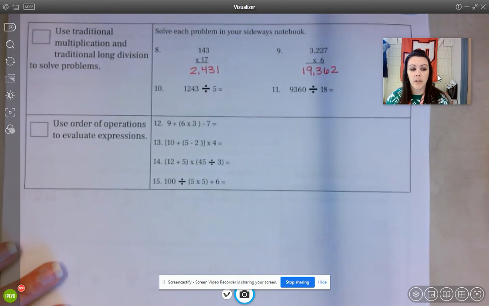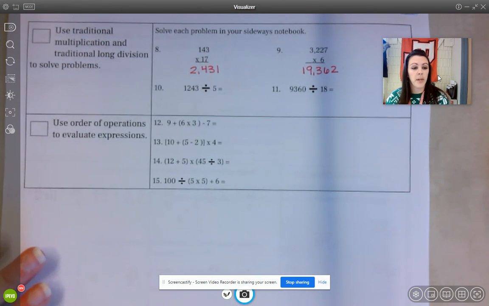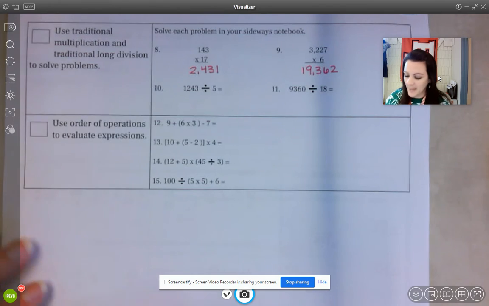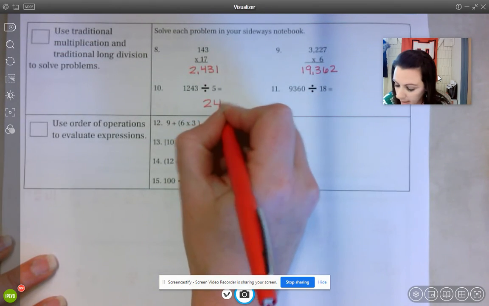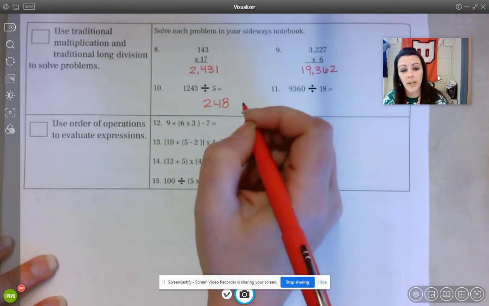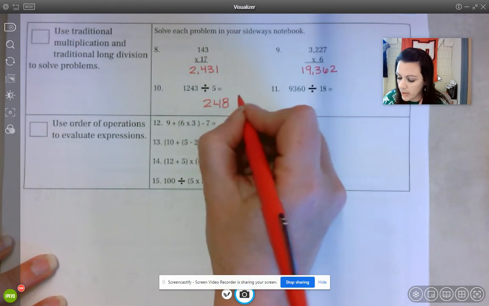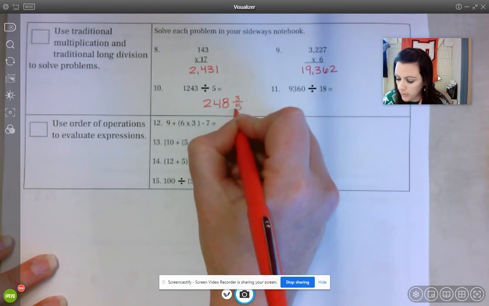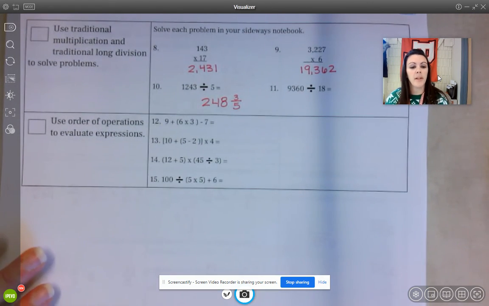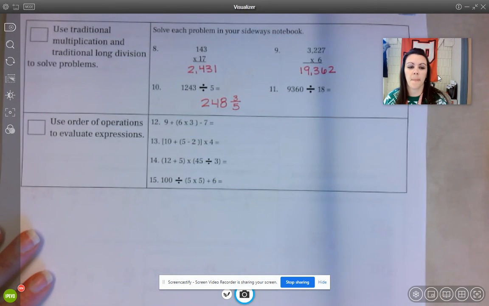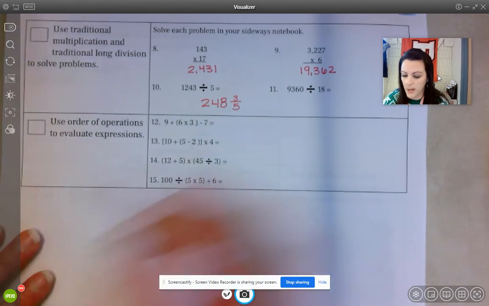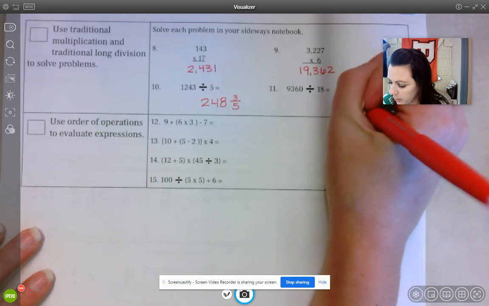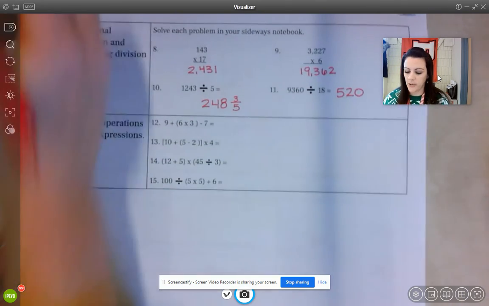We have a couple of long division problems here. Those should be set up in your notebook. The first one, you definitely should have had a remainder. What did you get for your answer? Number 10 should be 248 with a remainder of 3, but now that we know how to report as a fraction, the best way to say that would be 3/5. How about number 11? This one works out perfectly. You should have 520. I hope you feel confident with your multiplication and your division.